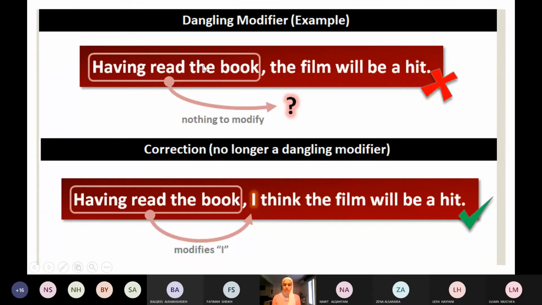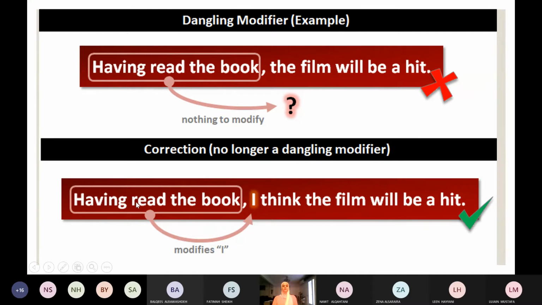Having read the book, the film will be a hit. Okay, here: having read the book. Who read the book? I read the book. He read the book. She read the book. So, having read the book, the film will be a hit. It is totally wrong. Because who read the book?